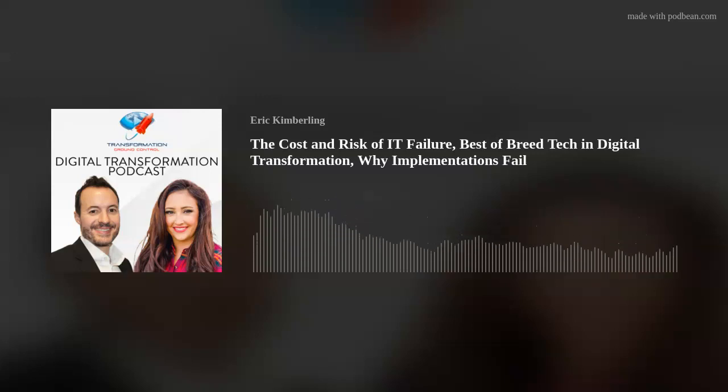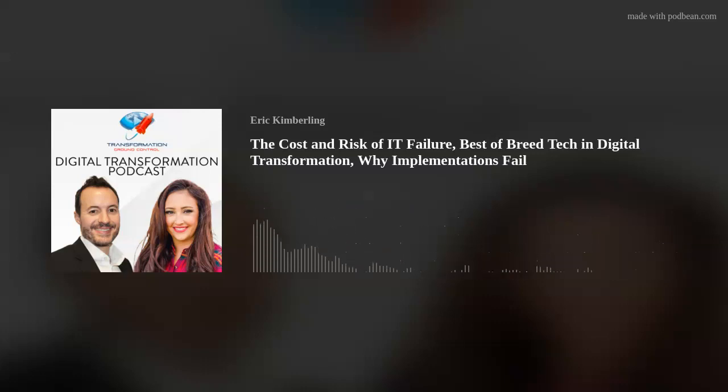So one of the keys is to be very deliberate about how much change you're willing to take and when you're willing to make those changes.